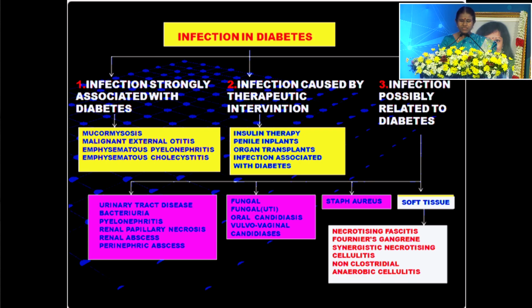Other infections which are possibly related to diabetes are the UTI, bacteriuria, pyelonephritis, renal papillary necrosis, renal abscesses, and perinephric abscesses. We do get fungal infections, UTI and other fungal infections, very much common in diabetics, staph aureus infections, and soft tissue infections like necrotizing fasciitis, venous gangrene, synergistic necrotizing cellulitis, non-clostridial anaerobic cellulitis, etc.